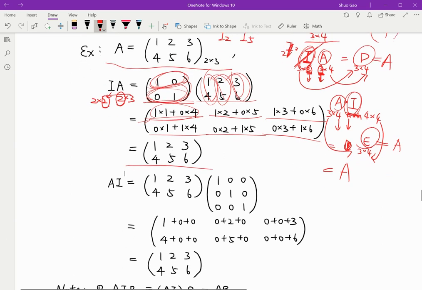And if we calculate A times I, because A is 2 by 3, I has to be a 3 by 3 square matrix, so the two numbers are the same. And the resulting matrix should also be 2 by 3, right? So A is 1, 2, 3, 4, 5, 6. So I should be a 3 by 3 matrix.